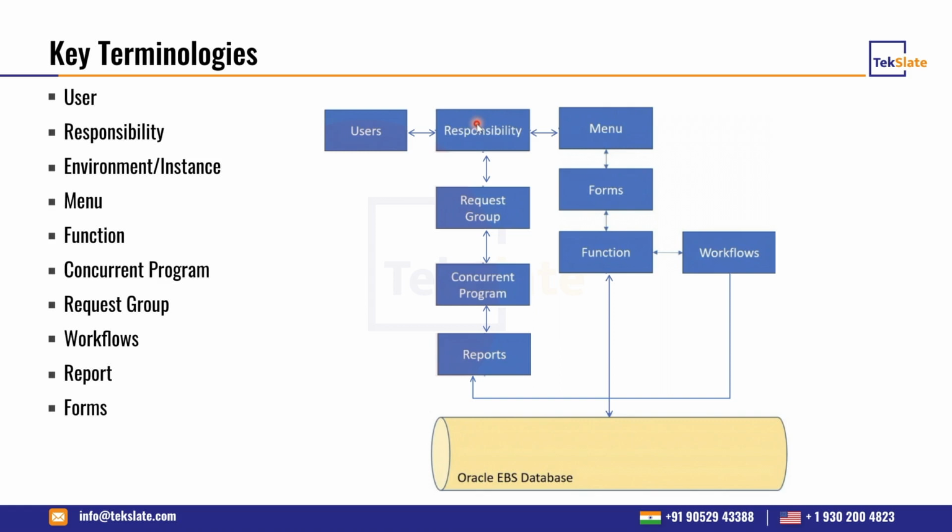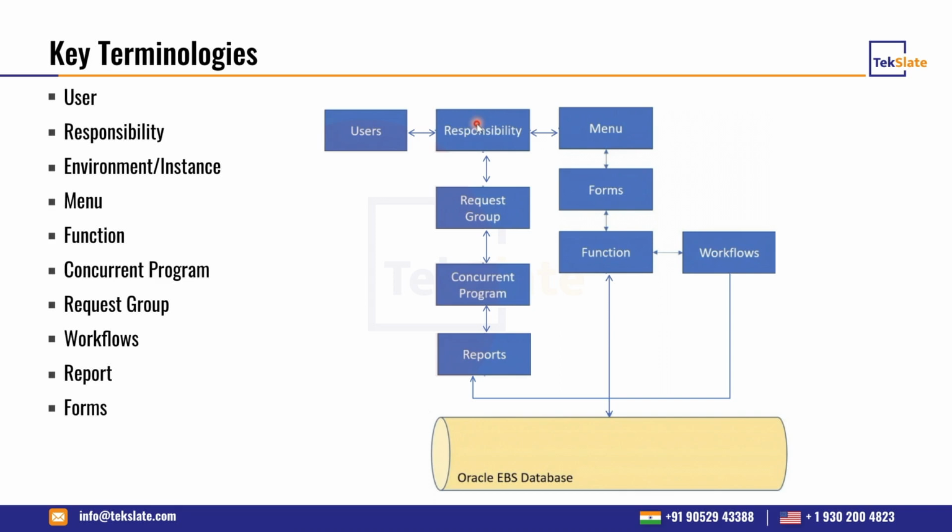If he is a recruiter, he will have a responsibility belonging to a recruiter. If he is an HR of that particular department, he will have a responsibility belonging to the HR activities. If he is a learning manager, he will have a responsibility which will allow him to do only learning administrator related activities. Every responsibility will be linked with a menu as well as a request group. A menu is nothing but a set of activities or set of functions.